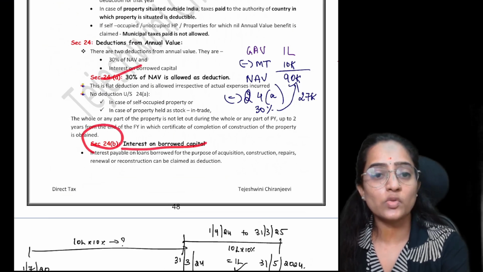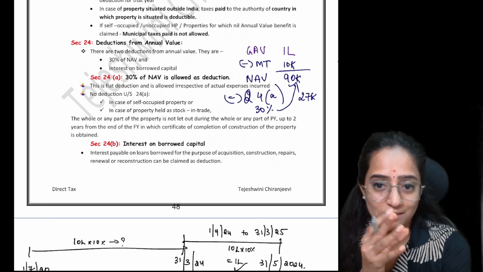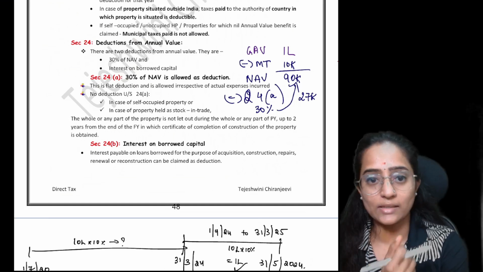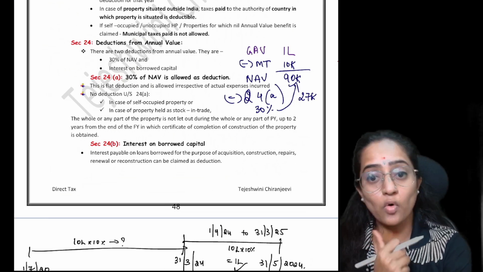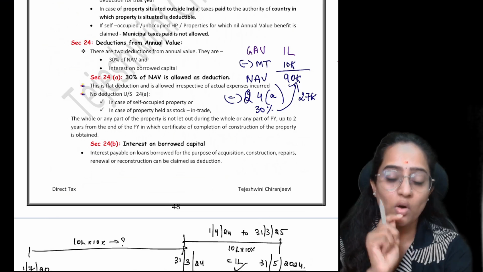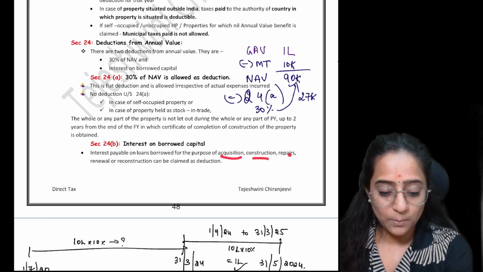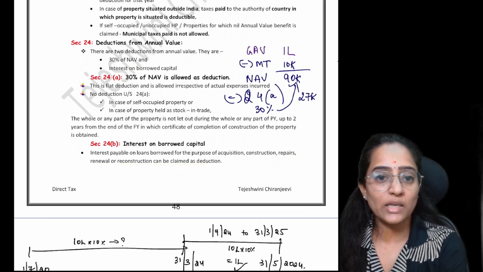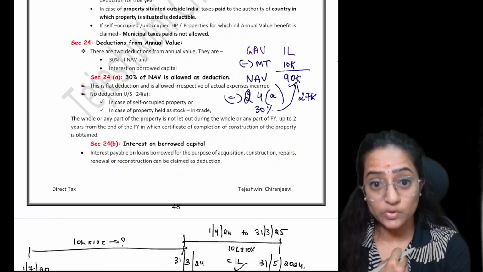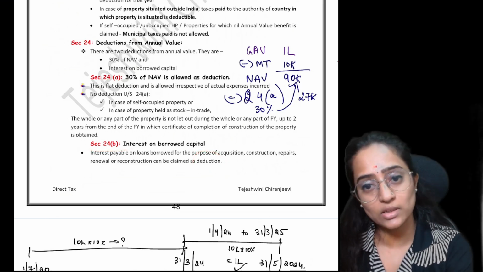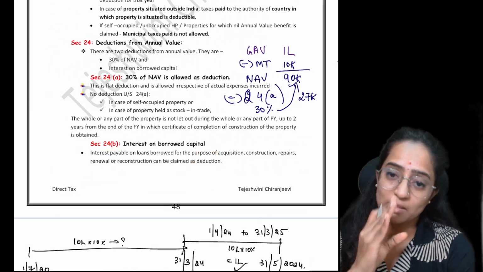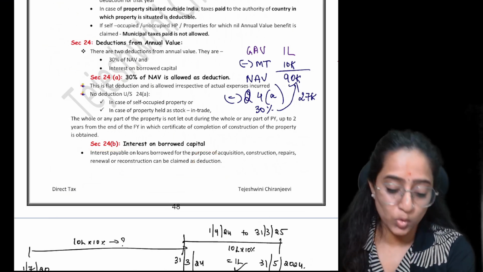What about 24B? This is nothing but the interest on the borrowed capital. You have taken a loan; borrowed capital is nothing but the loan, in easier terms. You have taken that loan for the purpose of acquisition, construction, repairs, renewal or reconstruction of the property. Then yes, you can claim the deduction under section 24B under your income tax. The answer is yes, but there is a method or way to do it.